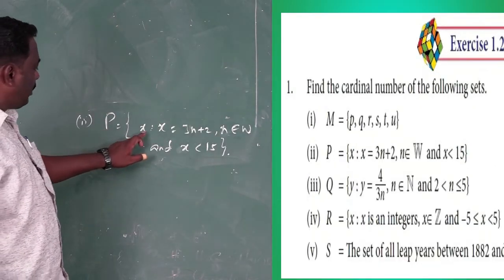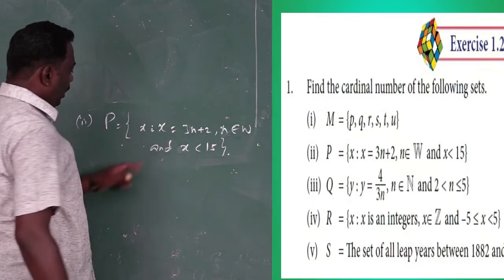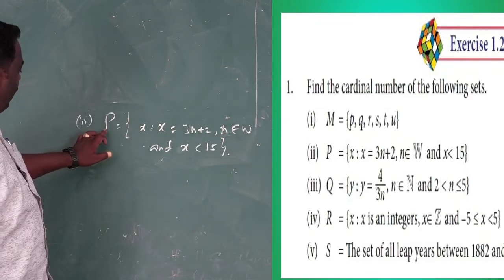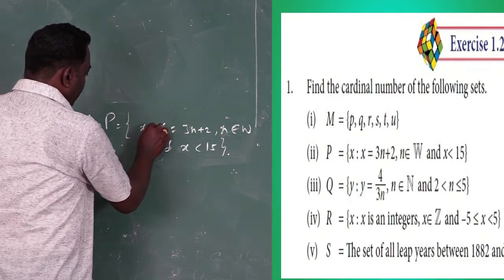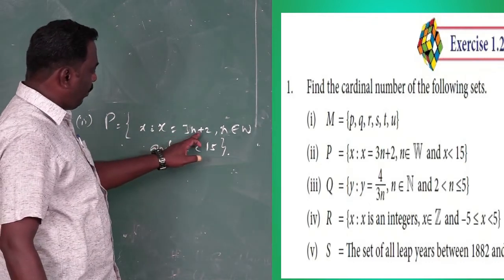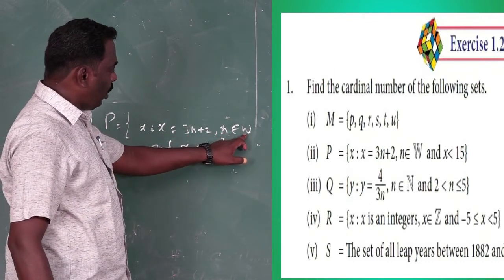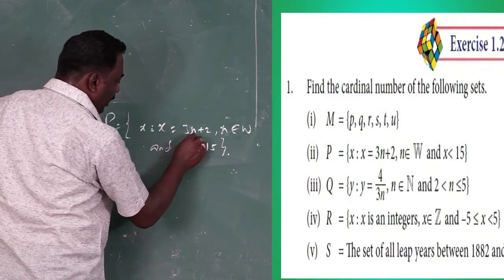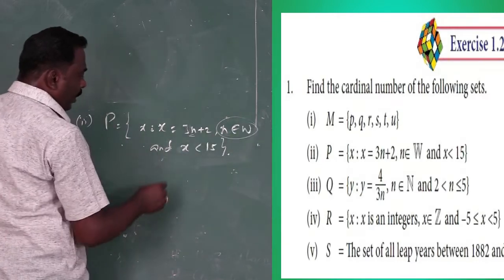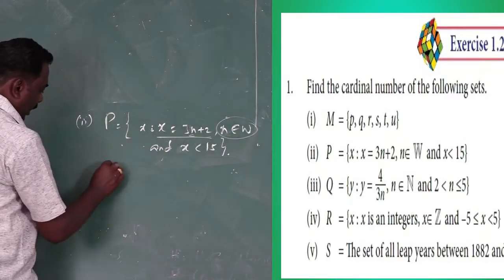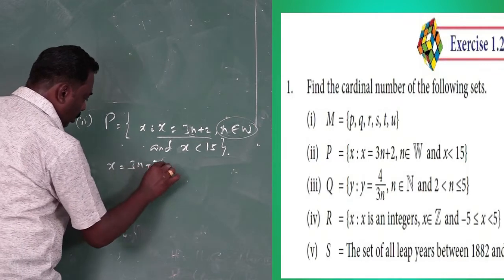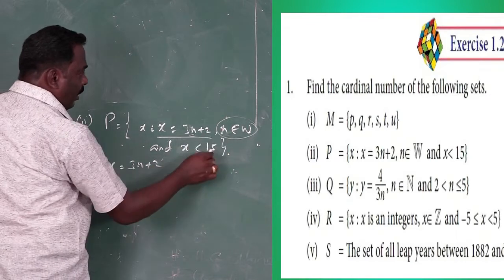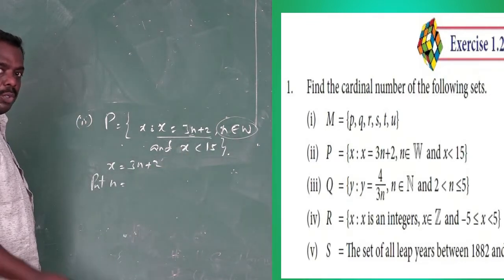P = {x such that x = 3n + 2, n belongs to the whole numbers and x is less than 15}. Here n belongs to the whole numbers, and we consider the equation x = 3n + 2. Now we put n values from the whole numbers. We know whole numbers start from 0, 1, and so on.